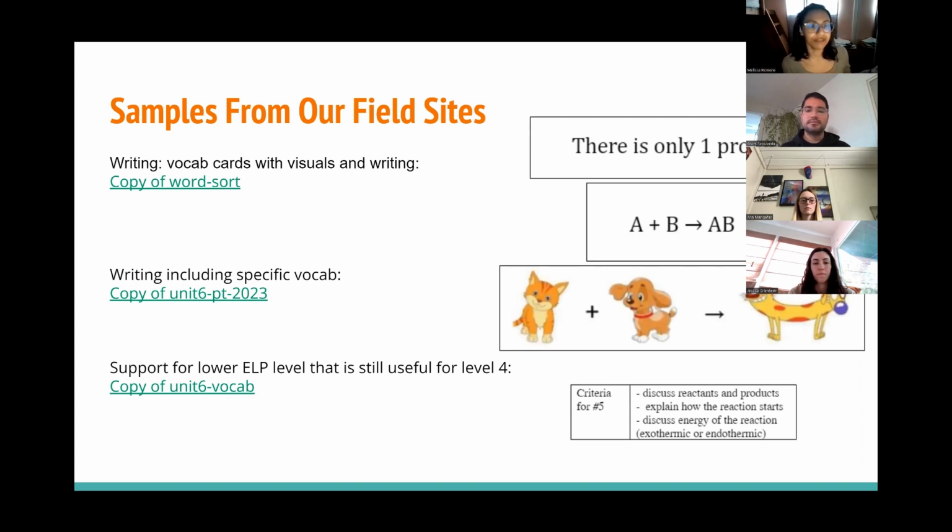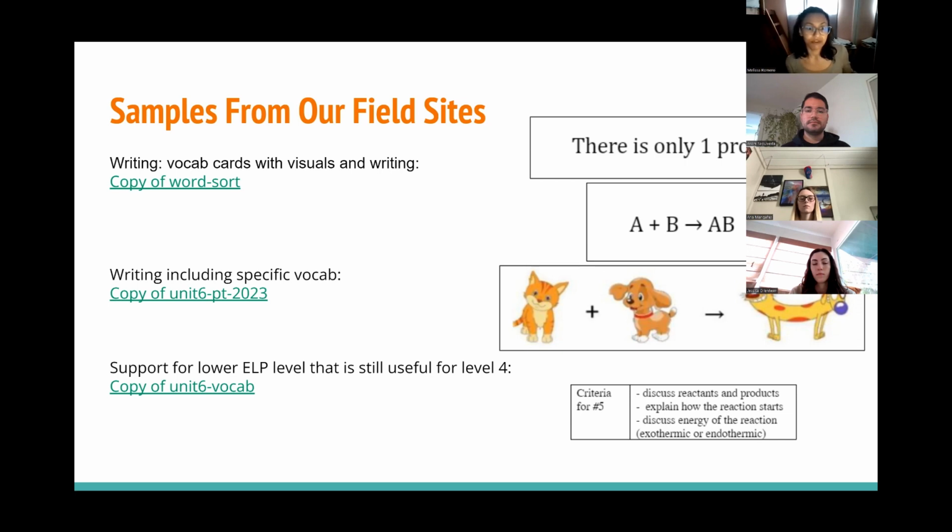We also had a word sort activity where they were given a bunch of cards for the different types of chemical reactions: synthesis, combustion, decomposition, single and double replacement. So for example, for synthesis, it will give you the syntax of how the reaction should be, A plus B equals AB. And another card will explain in words that there was only one product in that reaction.